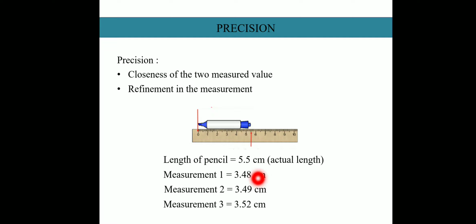Earlier we have seen accuracy means the value has to be very close to the actual length of a pencil, but here the value can be different from the actual length of the pencil, but all the values that we are taking should be very close or very near to each other. Then we say the measurements performed are highly precise.